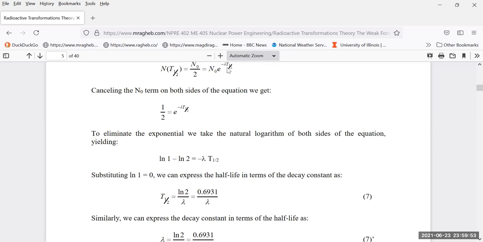So let's go to the equation that we wrote earlier here and replace that lambda by the natural logarithm of 2, or 0.693, divided by the half-life.